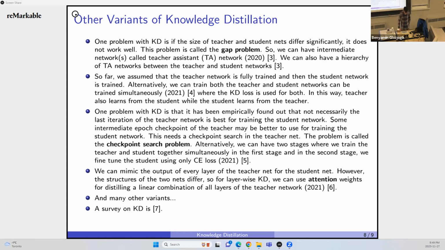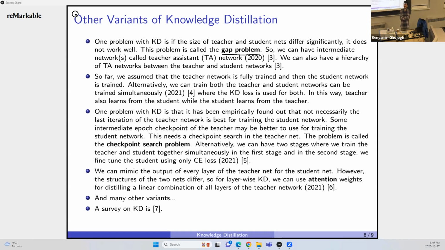There is some problem for knowledge distillation, and that is the gap problem. What does it mean? Assume I have a very big network. You're working in a smartphone company. Your manager says we have too limited memory. So you have to make your network very small. But that is very big. Can you distill from that big network to the small network? It doesn't work well. It's hard.